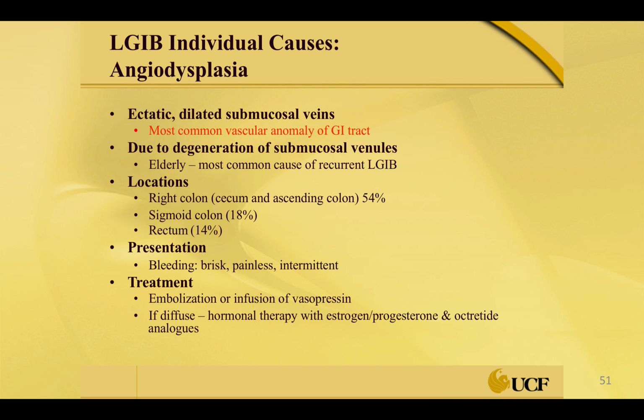It is due to the degeneration of submucosal venules, and in the elderly, this is the most common cause of recurrent LGIB. The location is pointed to up to 54% in the right colon, specifically in the cecum and ascending colon, followed by the sigmoid colon and rectum for 18 and 14% on both.